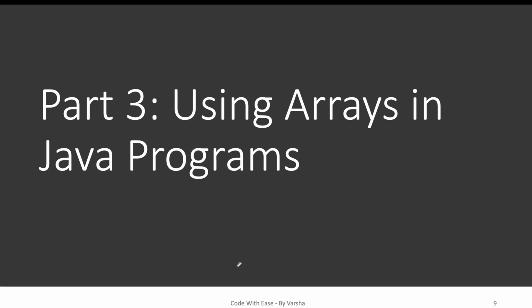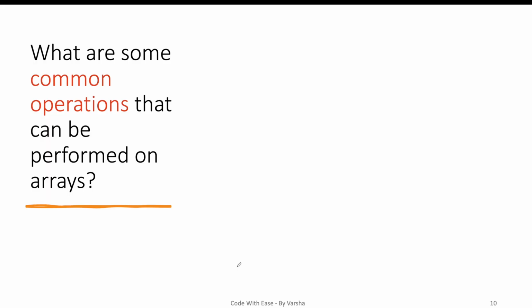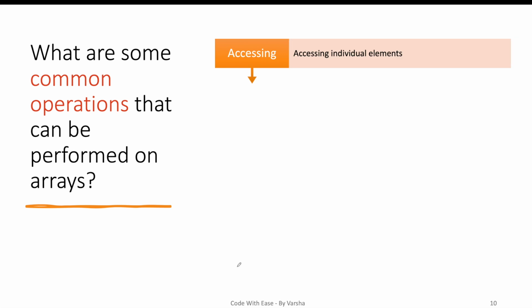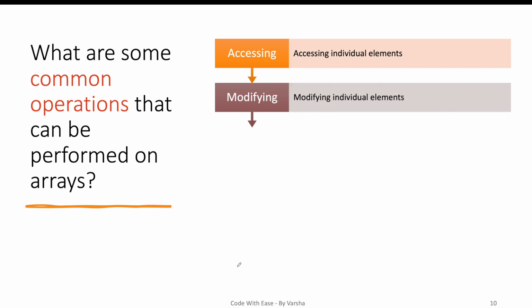Next, using arrays in Java program. So like we said, now we are going to talk about the common operations that we use to deal with arrays. Firstly, accessing. So like we just saw in the previous slide, we were able to access the elements using the name of the array variable and whatever the index position is. Another operation is modifying. Now I have an array, I want to modify the elements. So that can be another operation.